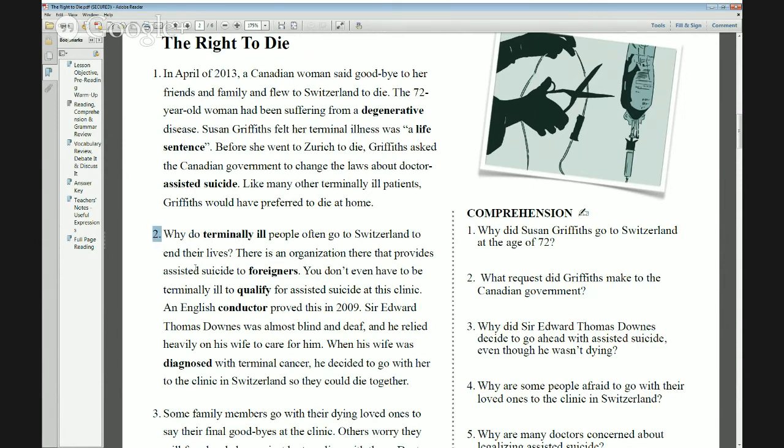Why do terminally ill people often go to Switzerland to end their lives? There is an organization there that provides assisted suicide to foreigners. You don't even have to be terminally ill to qualify for assisted suicide at this clinic. An English conductor proved this in 2009. Edward Thomas Downs was almost blind and deaf, and he relied heavily on his wife to care for him. When his wife was diagnosed with terminal cancer, he decided to go with her to the clinic in Switzerland so they could die together.